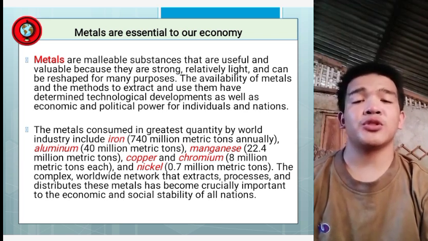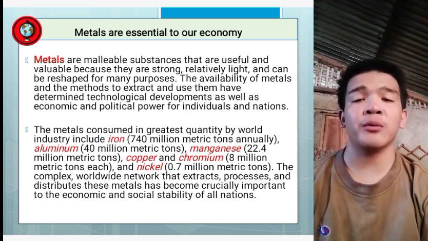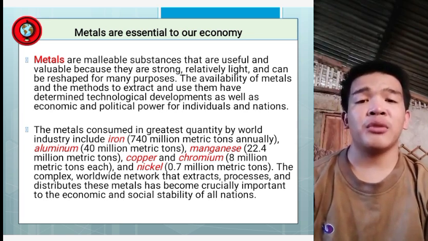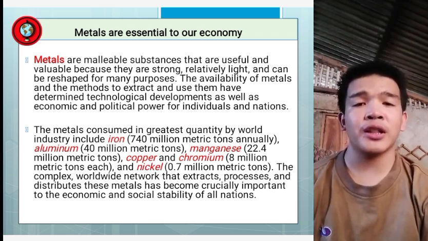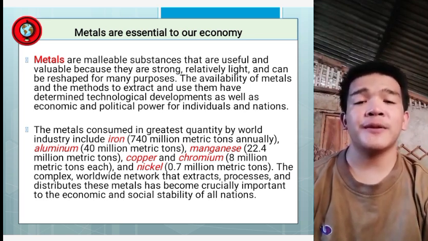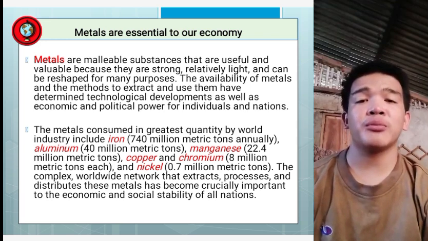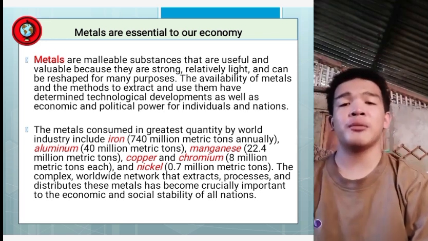The metals consumed in greatest quantity by world industry include iron at 740 million metric tons, aluminum at 40 million metric tons, manganese at 22.4 million metric tons, copper and chromium at 8 million metric tons each, and nickel at 0.7 million metric tons. The complex worldwide network that extracts, processes, and distributes these metals has become crucial to the economic and social stability of the nation.